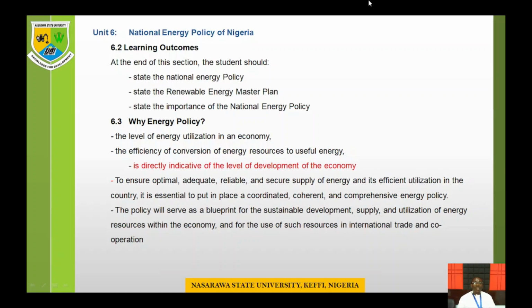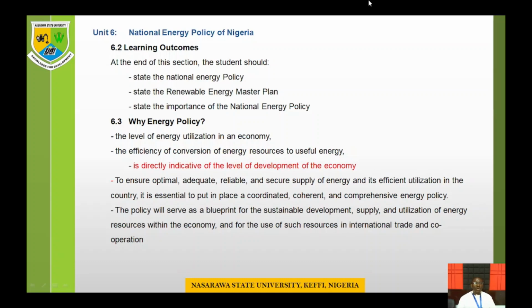So why energy policy? The level of energy utilization in an economy, and the efficiency of conversion of energy resources to useful energy, is directly indicative of the level of development of that economy. So what we're saying is, the better the policy framework you come up with for energy utilization, the more developed the country is set to become.